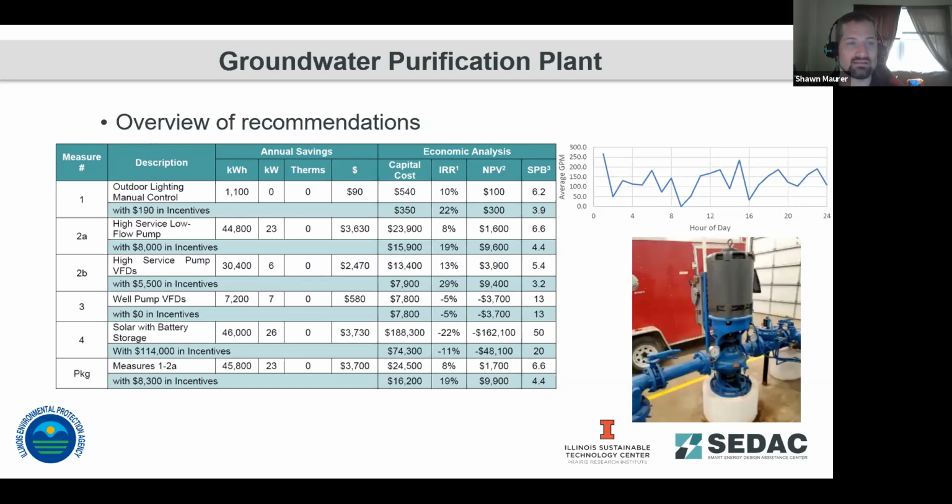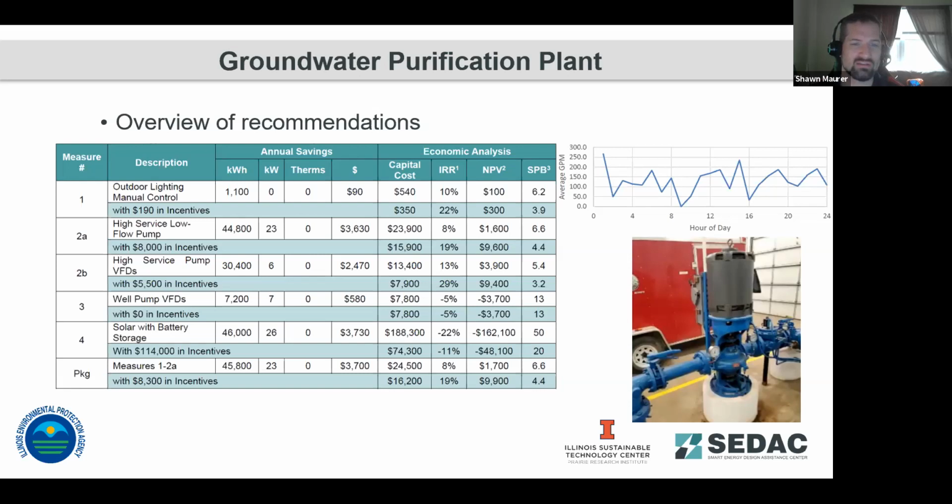And we also looked at a VFD option for that high service pump. And again, what we're looking at here, the second and third rows of this chart, 2A and 2B, are both recommendations for that high service pump. One is that low flow pump that ended up being a slightly more cost-effective option, or slightly higher energy savings.